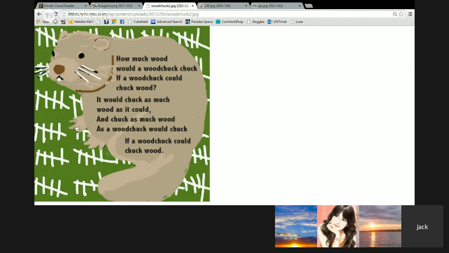How much wood would a woodchuck chuck if a woodchuck could chuck wood? I will work on it, Jack. It's difficult. Oh yeah, don't worry. They're supposed to be challenging, but you did very good.